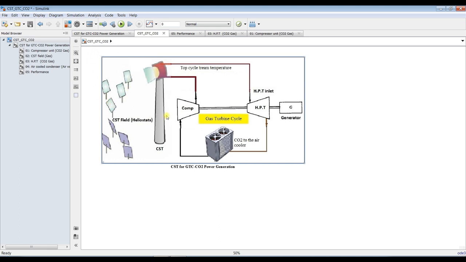Our cycle is completely simple. It's about a concentrated solar tower with heliostats, and we have a CO2 compressor, because we are not going to use air, it's CO2. We have a high pressure turbine unit for power generation, and an air cooler for cooling down the CO2 exhaust stream from the turbine cycle. So our plant is just four main units. Let's discover how we can run our model and what about data extraction.